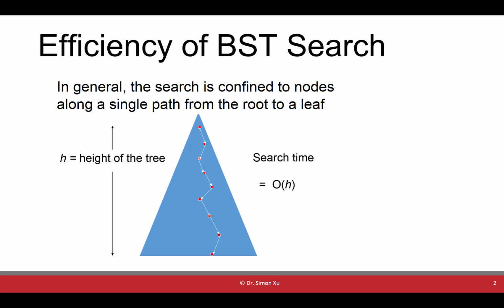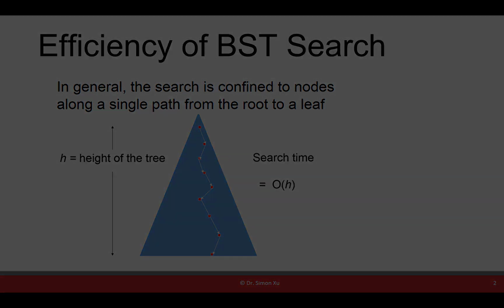The search time will be big O of the height of the tree. If the tree is balanced, which means the minimum path length is close to the maximum path length, which is log n. So for a balanced binary search tree, the searching time complexity will be big O of log n. N is the number of nodes.